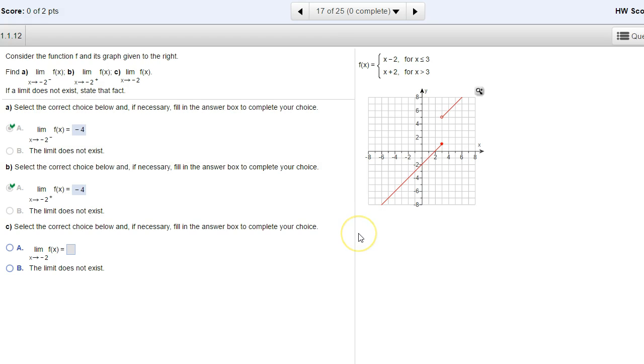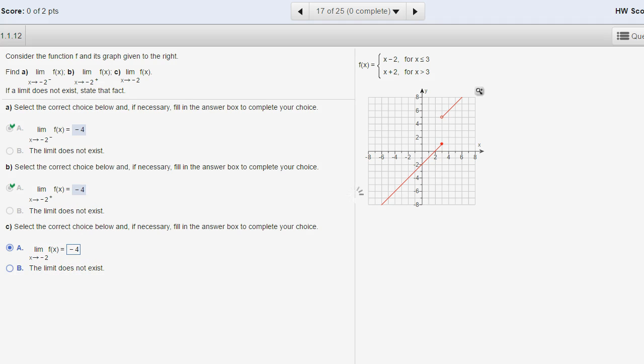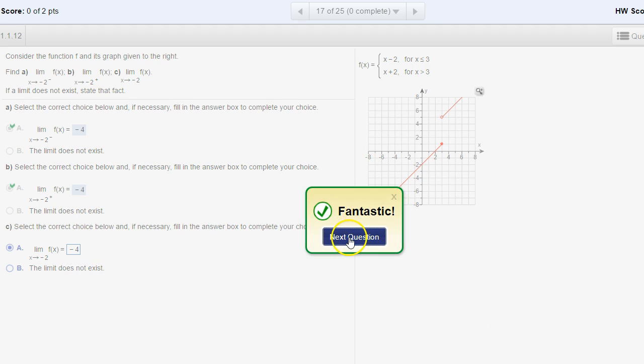Excellent. This is now asking for the limit as x approaches -2 without a directional. We have a theorem that tells us if the limit is -4 as we approach from the left, and the limit is also -4 as we approach from the right, then the limit is -4. The limit from the left exists, the limit from the right exists, they are equal to each other, so the limit without a directional is equal to that same thing. Fantastic. Let's move on.